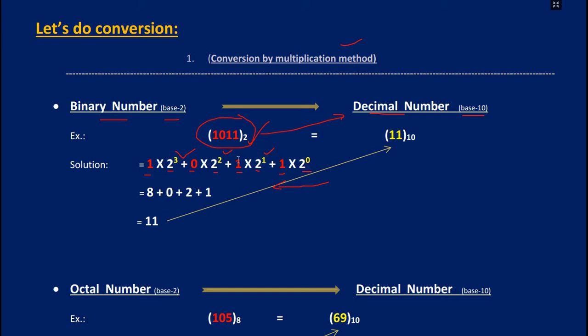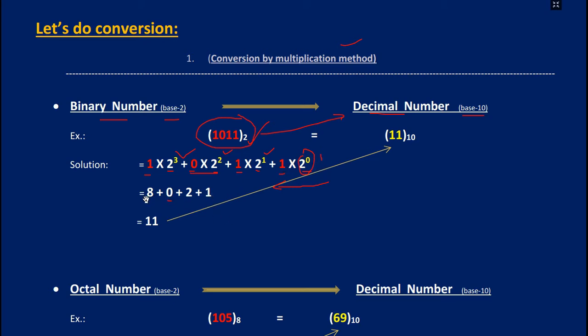Now calculate these numbers. First will come 8, that means 1 into 2 raised to the power 3 comes as 8, and next is 0 into 2 to the power 2. When we multiply 0 with any number, the answer is always 0. Now next, 1 into 2 raised to the power 1 comes as 2, and last is 1 into 2 to the power 0. The value of 2 raised to the power 0 is 1, so 1 into 1 is 1.